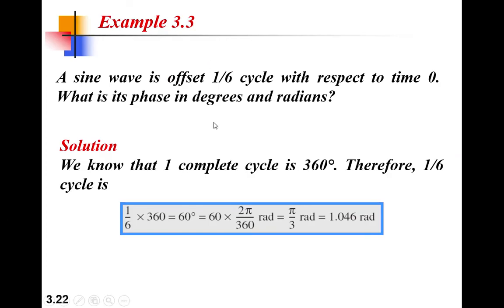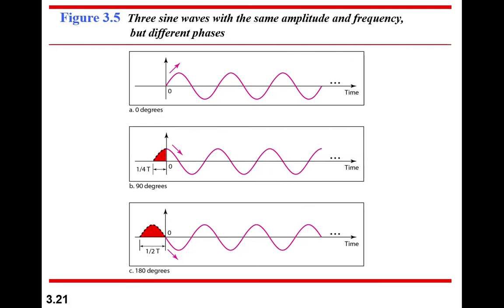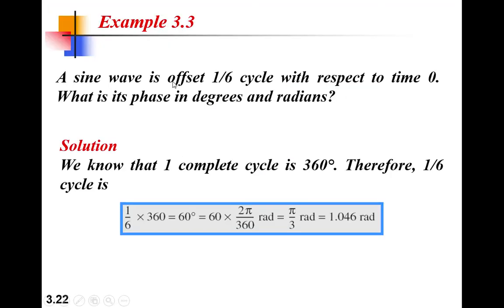Here is an example. You can see that the total degree is 360, from 0 to 360. So if a sine wave is offset 1/6 cycle with respect to time 0, then 360 divided by 6 is equal to 60 degrees. So its phase is 60 degrees, and its radian is pi by 3.